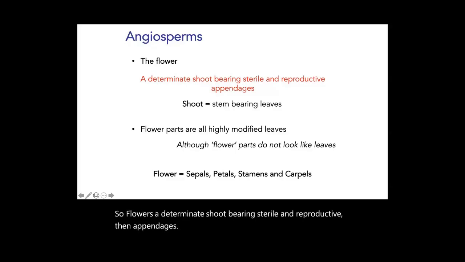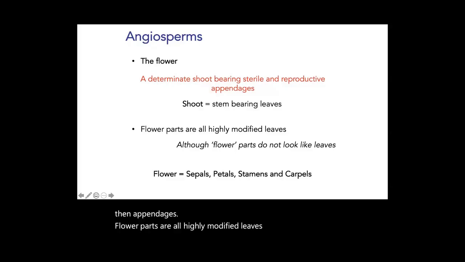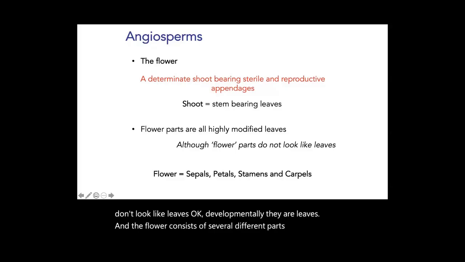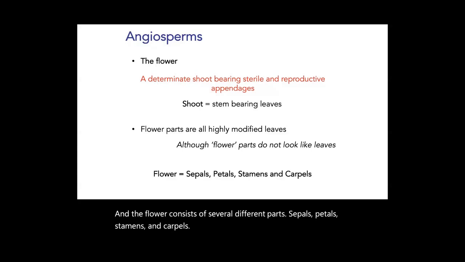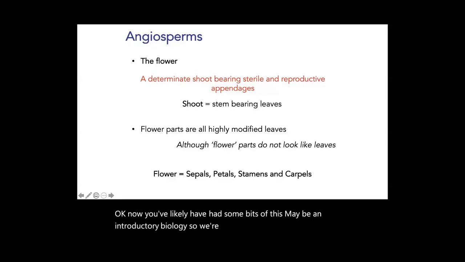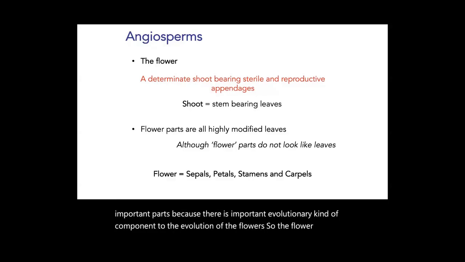Flower parts are all highly modified leaves. Although flower parts don't look like leaves, okay, developmentally, they are leaves. And the flower consists of several different parts: sepals, petals, stamens, and carpels, okay? Now, you've likely had some bits of this maybe in introductory biology. Okay, so we're going to memorize some of these important parts because there is an important evolutionary component to the evolution of the flowers. So the flower technically consists of sepals, petals, stamens, and carpels. There are going to be a few exceptions here, but in general, that's what a flower is.